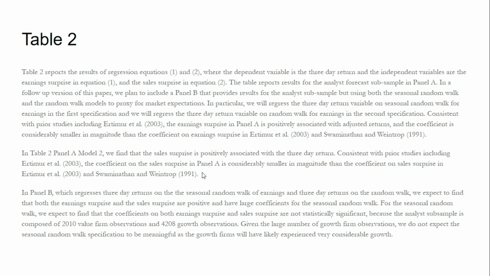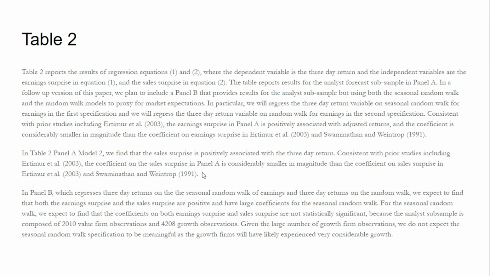So in panel B, which regresses 3-day returns on the seasonal random walk of earnings and the random walk, we expect to find that both the earnings price and the sales price are positive and have large coefficients for the random walk. For the seasonal random walk, we expect to find that the coefficient on both earnings price and sales price are not statistically significant because the analyst subsample is composed of 2010 value firm observations and 4,208 growth observations. Given the large number of growth observations, we do not expect the seasonal random walk specification to be meaningful, as the growth firms will likely experience very considerable growth.